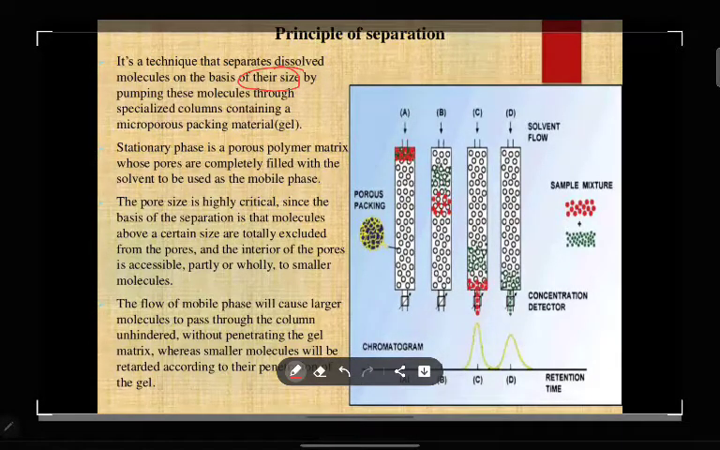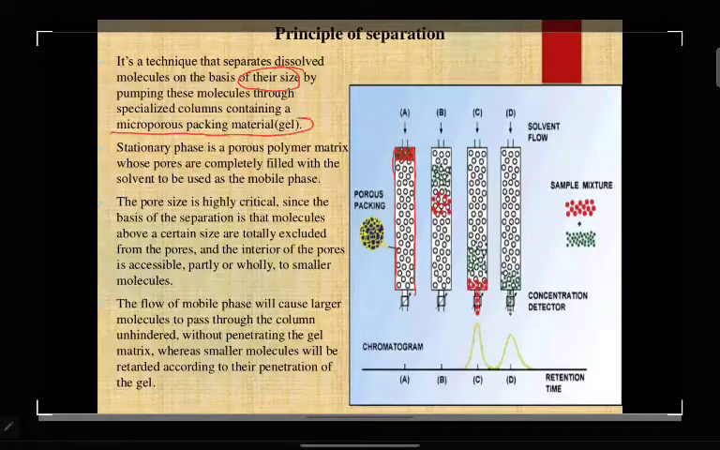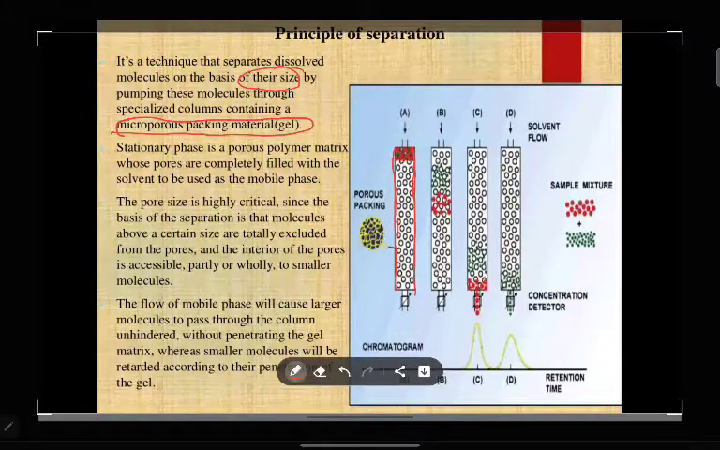Okay. So, for this purpose, what do we need? We need a column. You can see in the diagram, this is the column. Inside the column, what are we filling? We are filling microporous packing material, which is called gel. Inside the column, these round spherical shaped particles are there, no? That is called microporous packing material, I mean the gel. We are packing it inside the column.